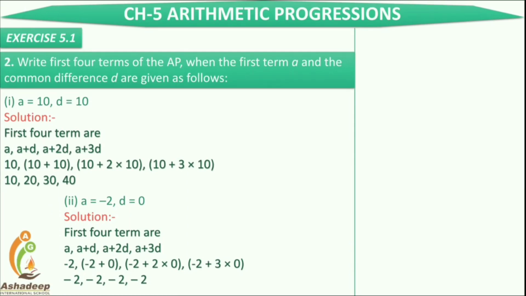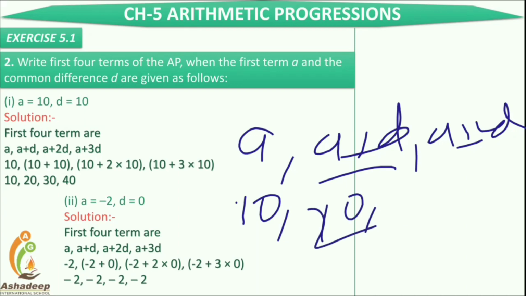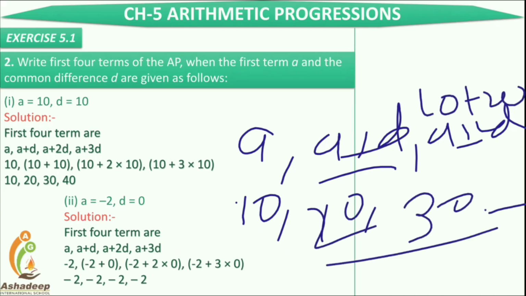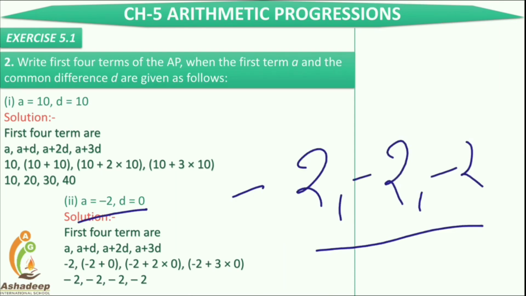See some examples. We have to form the AP if a and d are given. If a is 10 and the difference d is 10, so we know that we have a, a plus d, a plus 2d. So instead of a plus d, 10 plus 10 is 20. Now a plus 2d, 10 plus 20, because 2 tens are 20, is going to be 30. So this is going to be the AP. Similarly over here, a is minus 2 and d is 0. If d is 0, it is nothing but minus 2 going on and on.